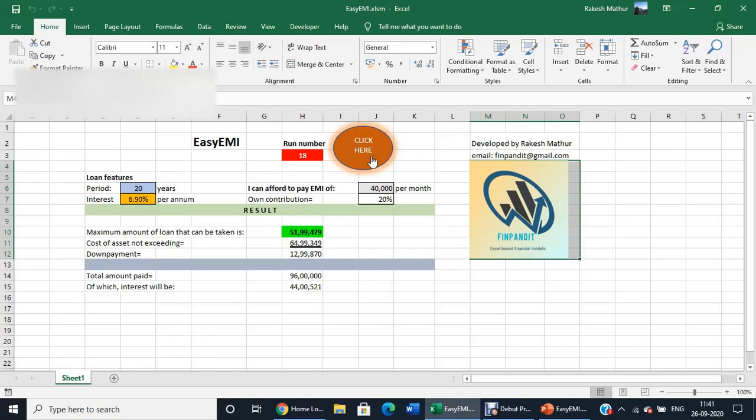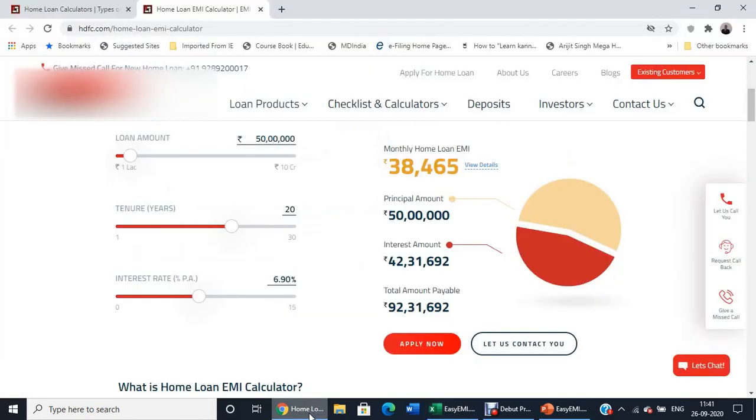Let us go to the bank's website and see whether these calculations are correct. So here we are back on the bank's website. I will now add the total amount of loan which has been given by the model at this point, which is 51 lakhs 99,000 and 479 rupees. 479. There you are.